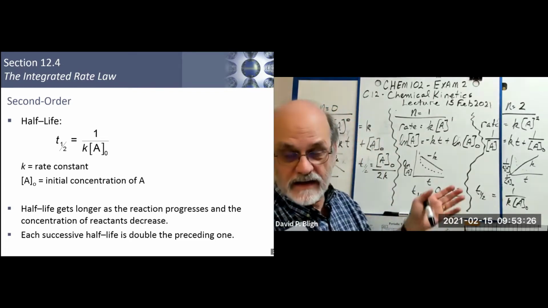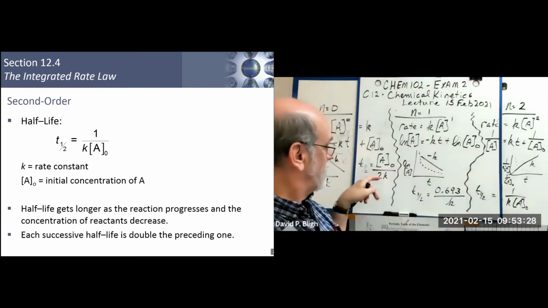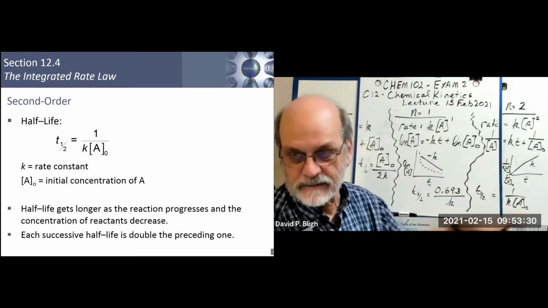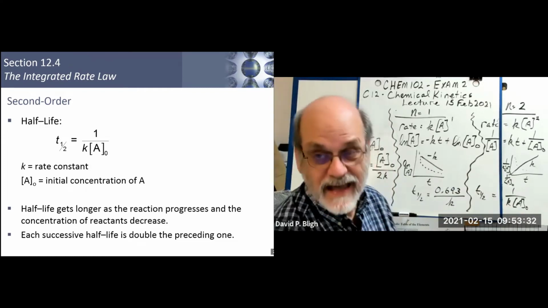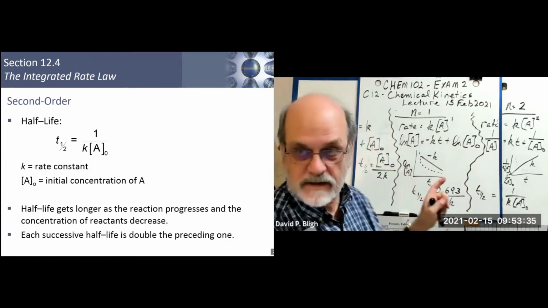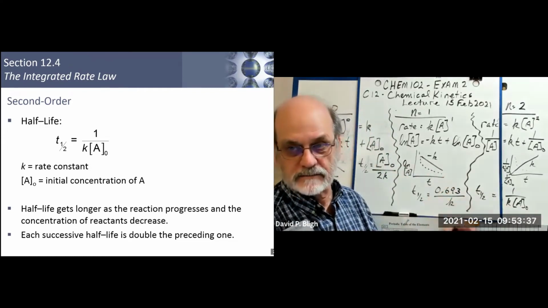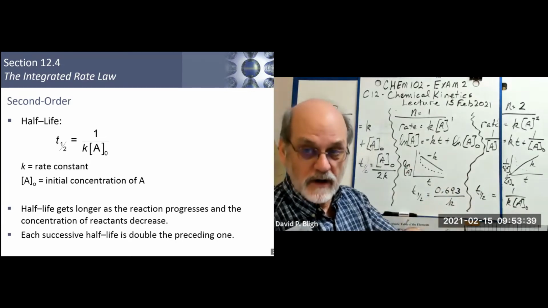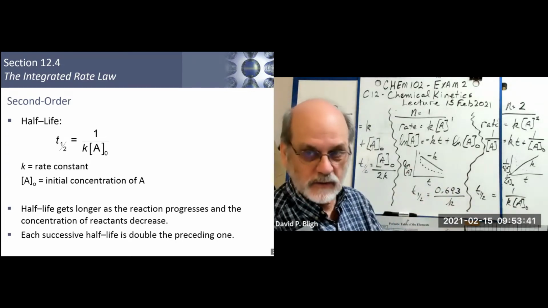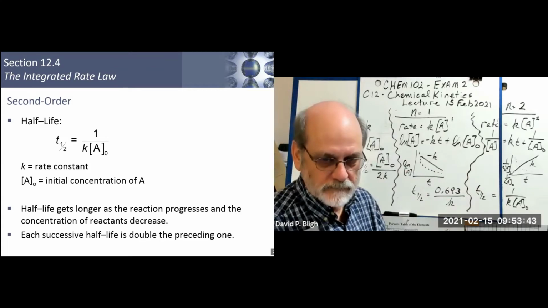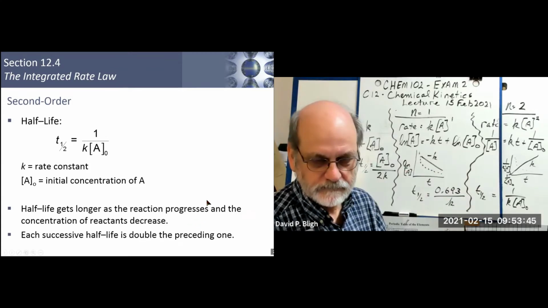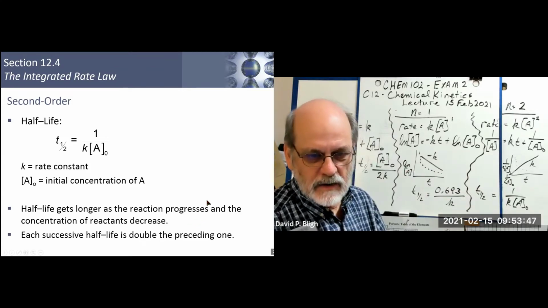So the only thing that each of the half-lives have in common is they're all dependent upon K. And K, in each case, is in the denominator of the half-life. So they're dependent upon the reciprocal of K, actually. Okay.